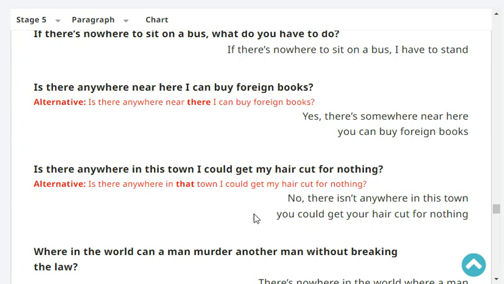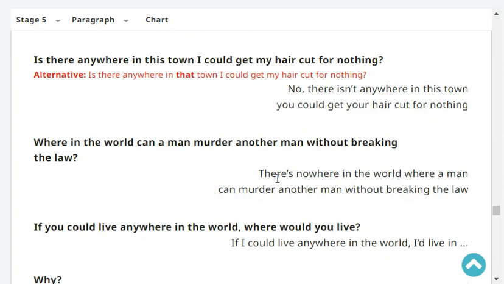Is there anywhere in your town I could get my hair cut for nothing? No, there isn't anywhere in my town you could get your haircut for nothing. Where in the world can a man murder another man without breaking the law?